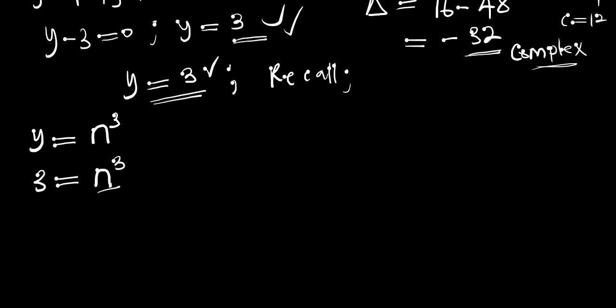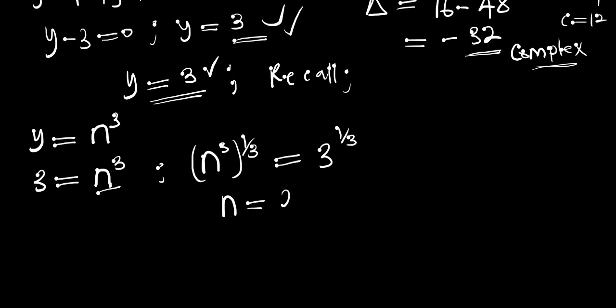So in solving for n, we can actually multiply the exponent by 1 over 3, and we do the same thing here. So 1 over 3 will cancel 3. That means we have n equals 3 power 1 over 3, or the cube root of 3. So this is the only valid solution for n.